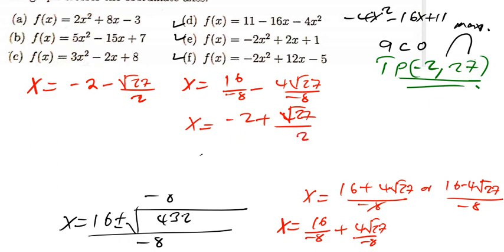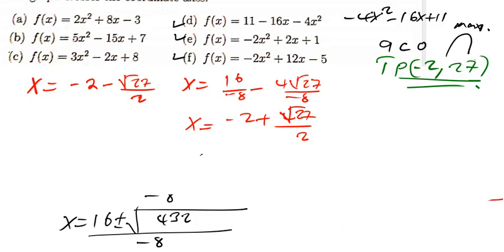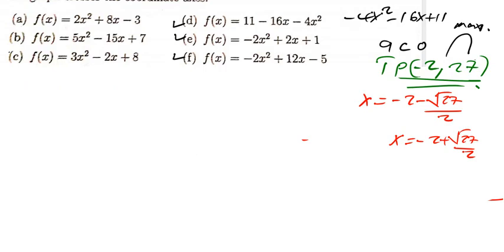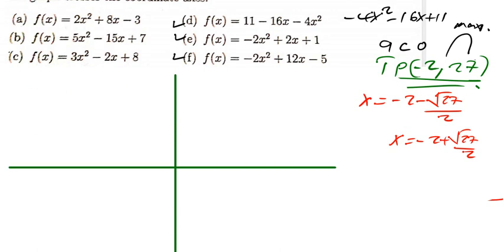So what we normally have now, the values of x, we have x is equal to negative 2 minus root of 27 divided by 2, and x is equal to negative 2 plus root of 27 divided by 2. That's the case. Then now we can sketch. By this time we already know how our graph is going to come out. The y-intercept is a number that doesn't have x, so y is equal to positive 11.